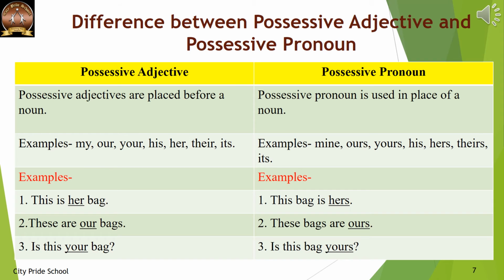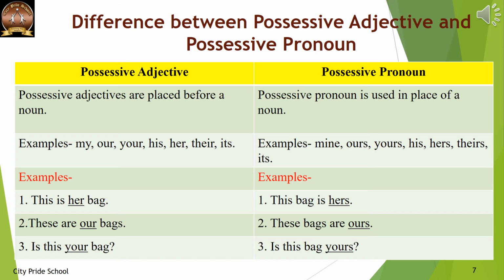The other difference is when we look at these sentences. This is her bag. So her is a possessive adjective because it is followed by a noun. These are our bags. So our is a possessive adjective and we have the noun bags. Is this your bag? Again, your is a possessive adjective and bag is a noun.